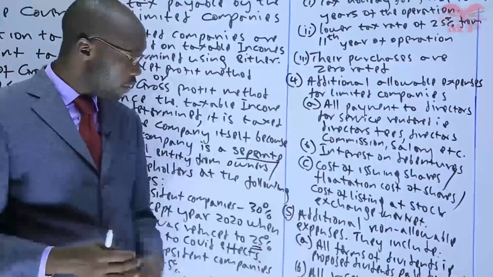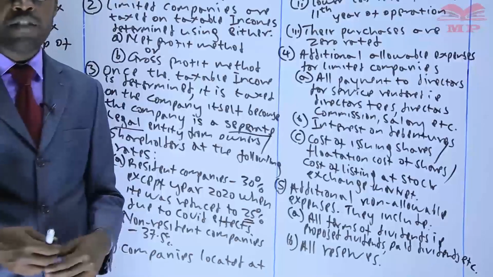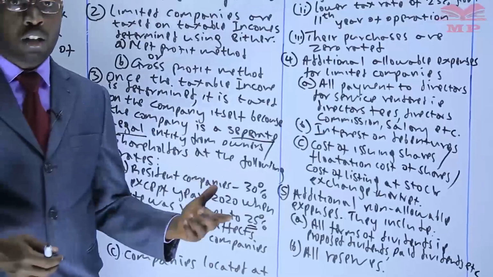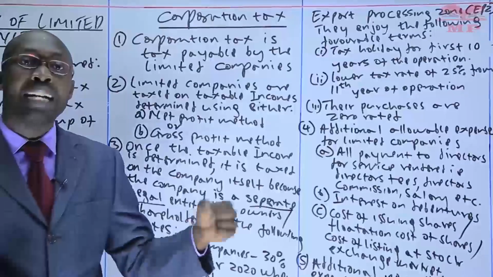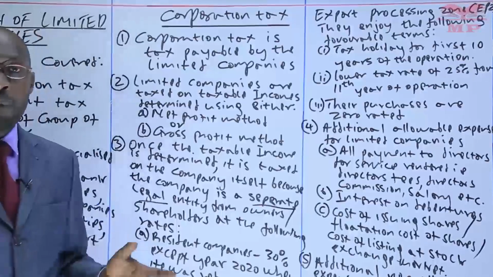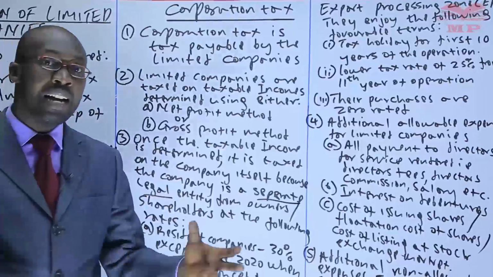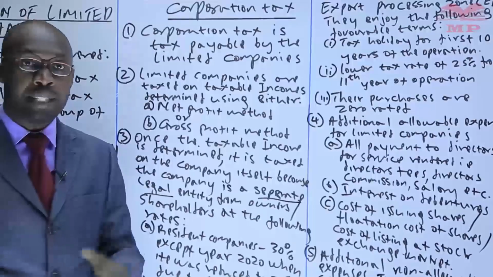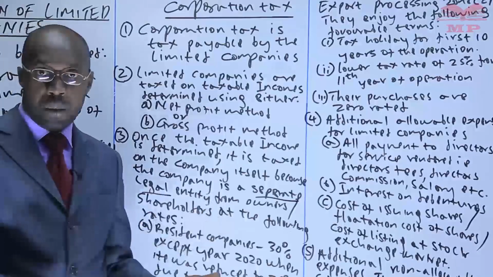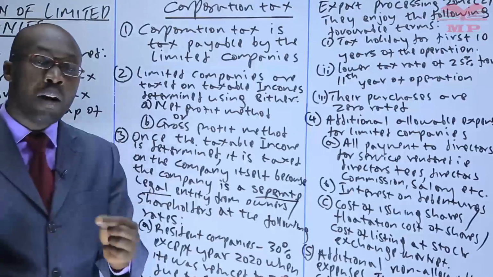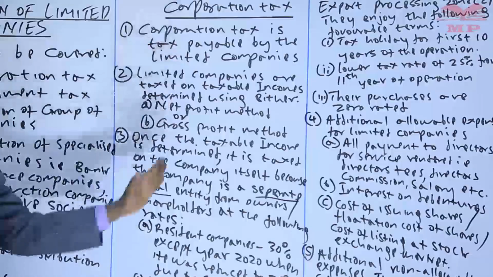The last one of the additional non-allowable expenses is all reserves. Reserve is the money set aside for future use. So we don't allow that expense until that time comes when the expense is incurred. For example, a company that knows that next year they are going to incur some rent expense and some electricity expense may set aside some money. When that time comes, they use it to pay for that expense. We don't allow it until that time comes. So that is what you need to know about the corporation tax.